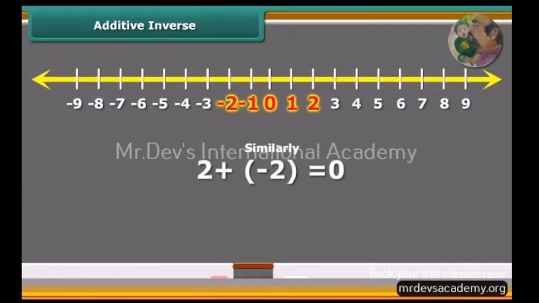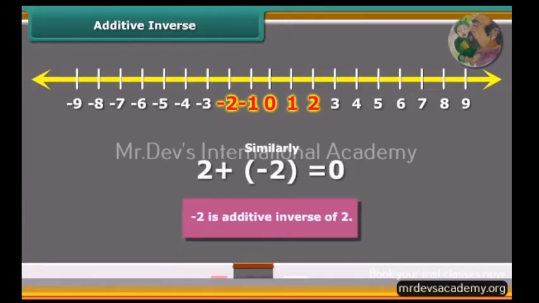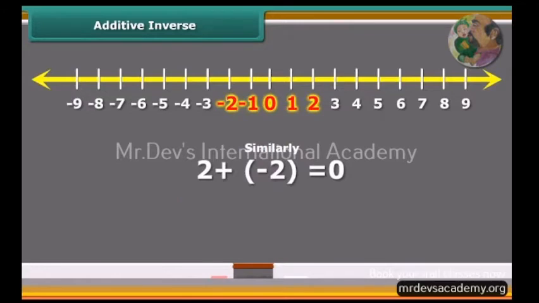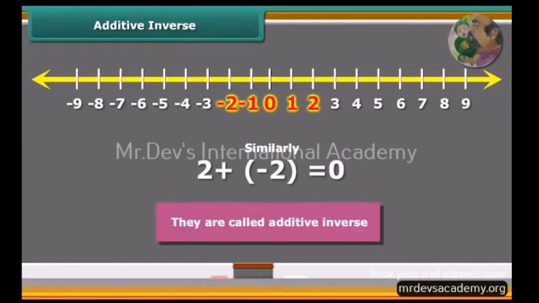We add 2 and -2. We obtain the sum as 0. Numbers such as 3 and -3, 2 and -2, when added to each other, give the sum 0. They are called additive inverses.